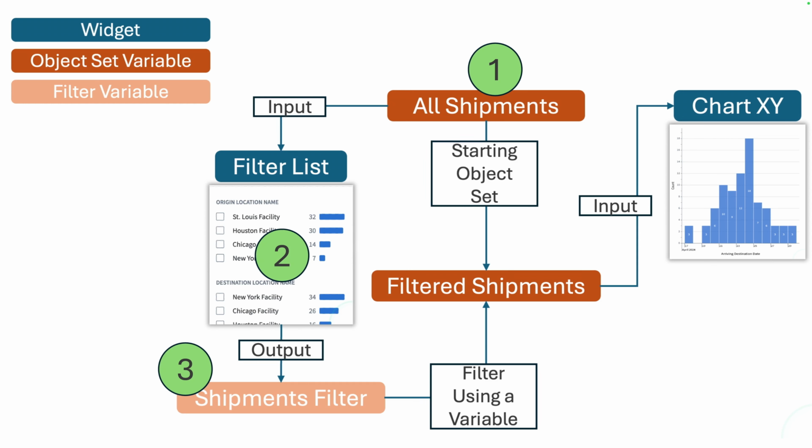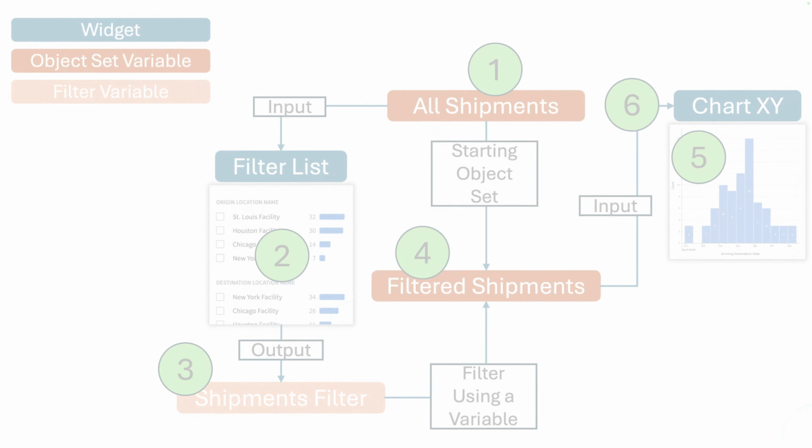Remember, this is a separate variable and data type. You'll then create a filtered version of the number one variable here that uses the shipments filter. That's the number 3 filter variable. You'll add your widget. In this case, it's a chart. It could be something else. It could be a table, could be an object list. And finally, you will plug that variable in as the input data for the chart, the table, whatever the widget is.